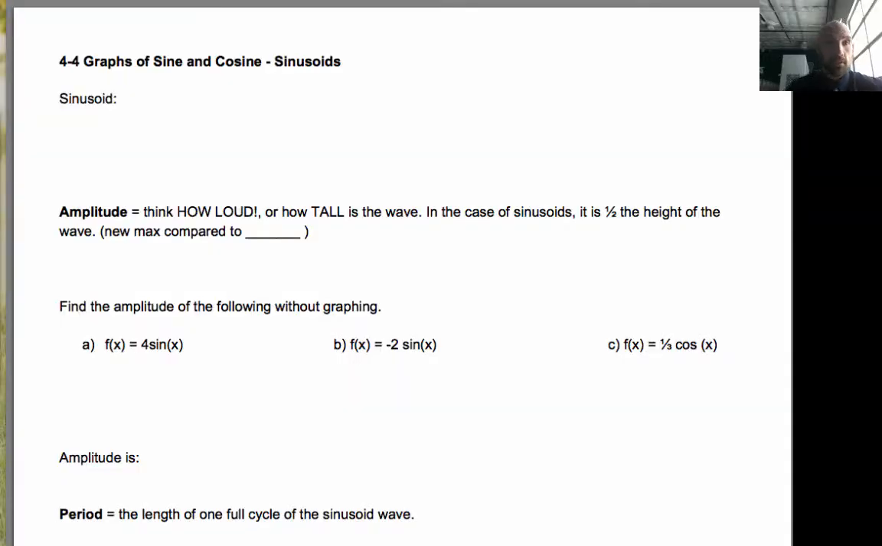Welcome back. Today we're going to talk about the graphs of sine and cosine, also known as sinusoids. When we talk about sinusoids, we're actually talking about two different kinds of graphs. Here's the first one. f(x) = a sine(bx + c) + d. You see sine in here for a sinusoid, but we're going to see that sine and cosine are actually very closely related.